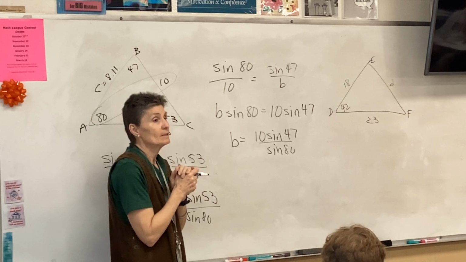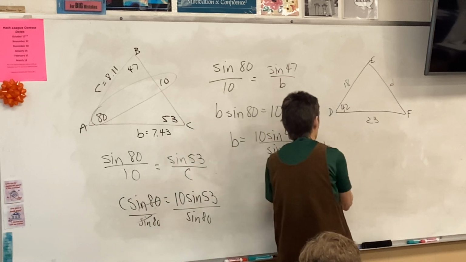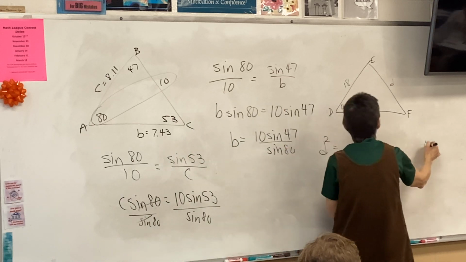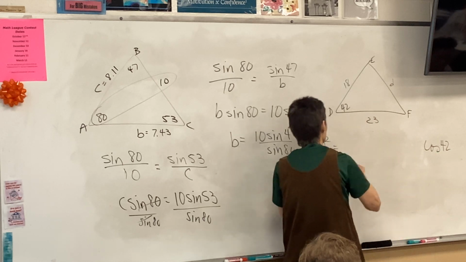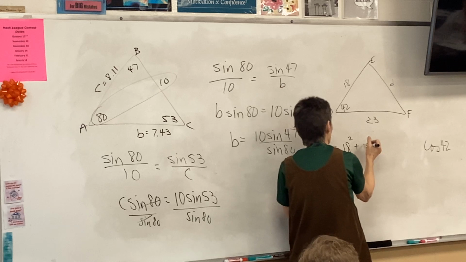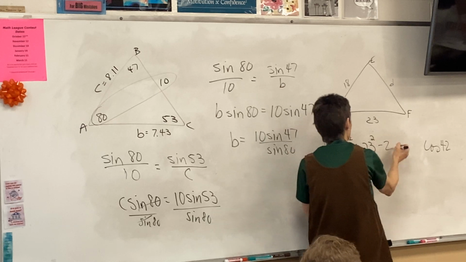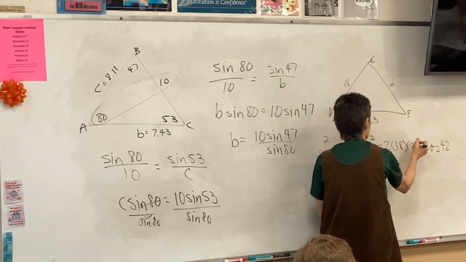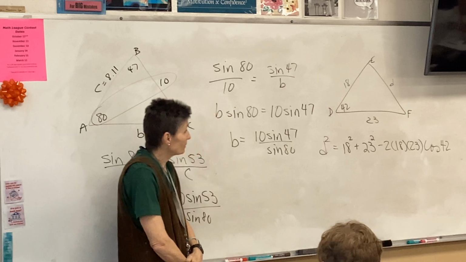Law of cosines. D squared. So D squared. Now here it's going to be cosine 42. And what's all this stuff in the middle here? 18 squared plus 23 squared, minus 2 times 18 times 23 times cosine 42.